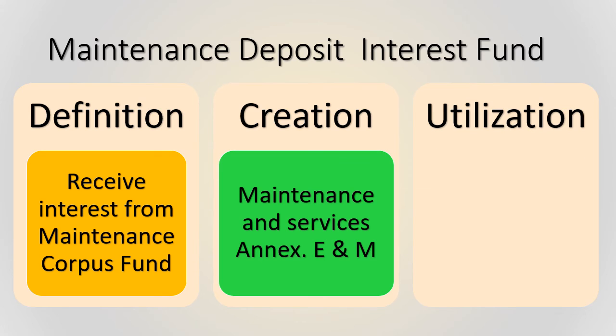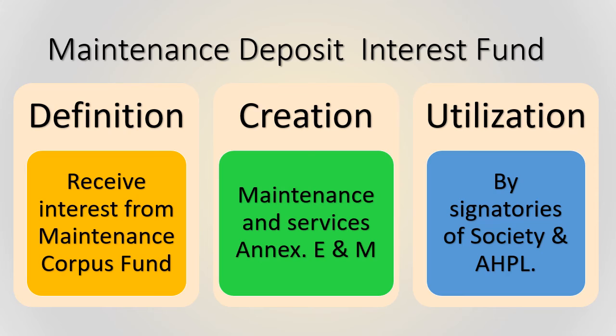The utilization will, of course, be done by signatories of the society and AHPL. There will be 5 signatories, 2 from AHPL and 3 from the society, and you will require 3 signatures for any cheque to be paid towards these expenses. 1 signatory will be from AHPL, and there will be 2 signatories from the designated ones of the society. These people will be from the managing committee, which has been elected by the members. This is also in line with the agreement to sell conditions which each one of us signed when we took possession of the flat.